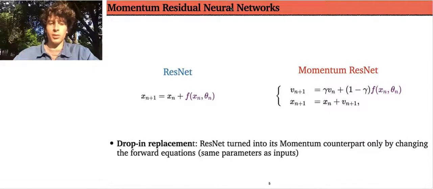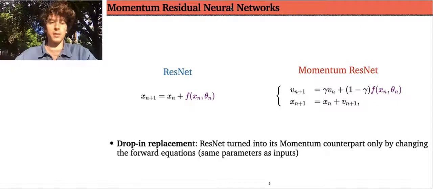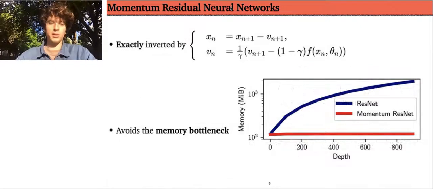This construction is a drop-in replacement for any ResNet, because a ResNet can be turned into its momentum counterpart only by changing the forward equations. Both models take the same parameters as input. This formulation is also exactly invertible, meaning that one can recover the values of x_n and v_n knowing the values of x_{n+1} and v_{n+1}. This also avoids the memory bottleneck, as shown in this figure.